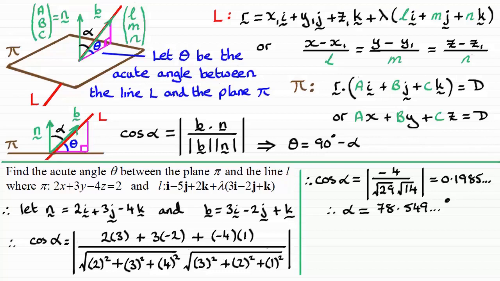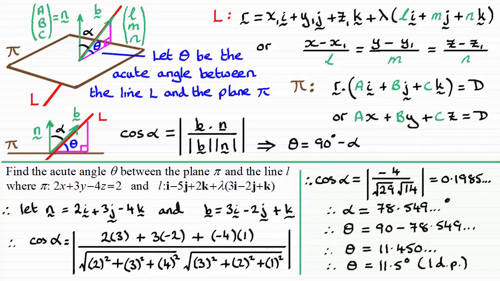So I just need to get theta now, which is just a case of taking that angle away from 90 degrees, and you end up with 11.5 degrees to 1 decimal place. Okay, so I hope you've been able to get that example. What follows in this series is another example you might like to try, and there's a slight twist in it, so do have a go at it, and hopefully you'll be able to do questions like this.